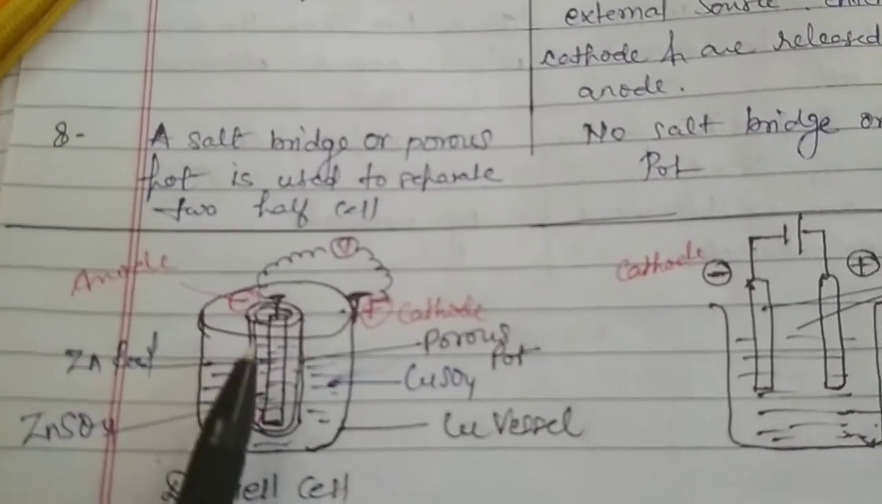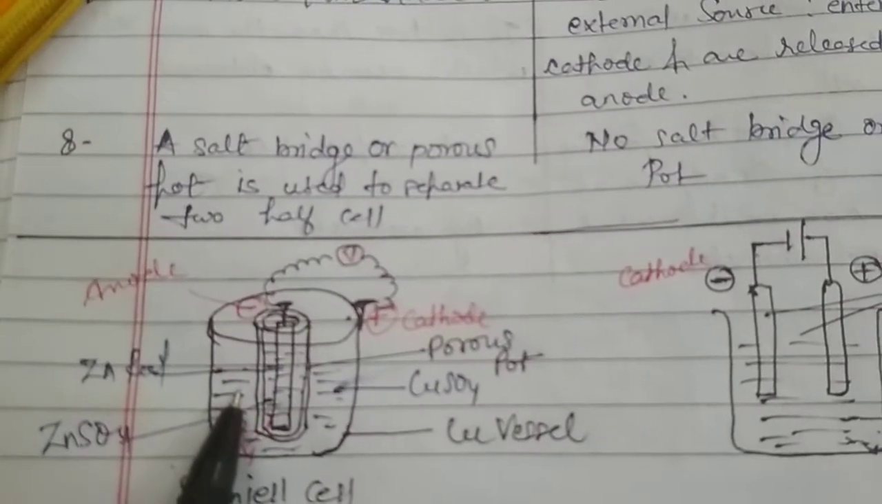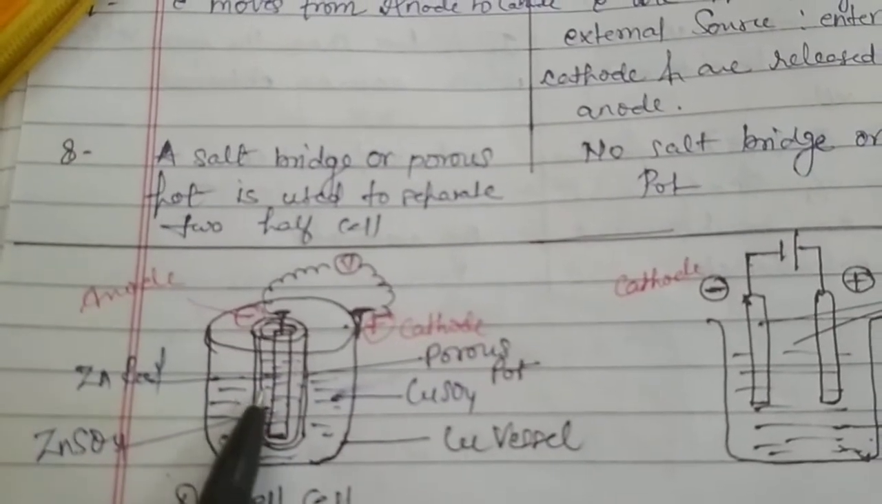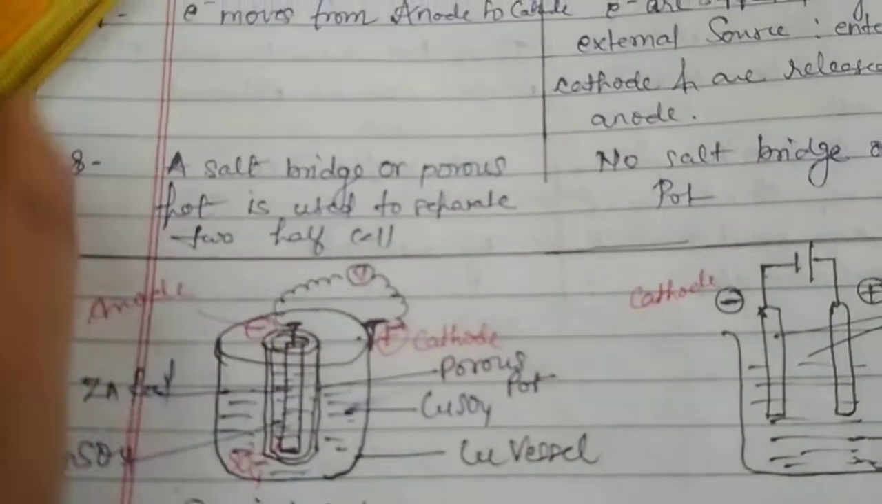So that is the cell in which we convert chemical energy. A spontaneous redox reaction happens here, so chemical energy is converted into electrical energy.